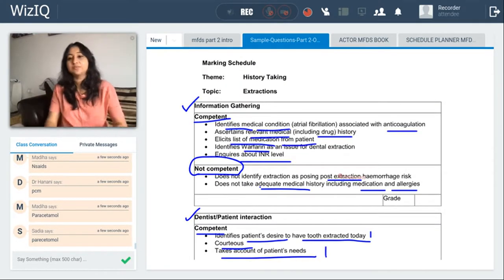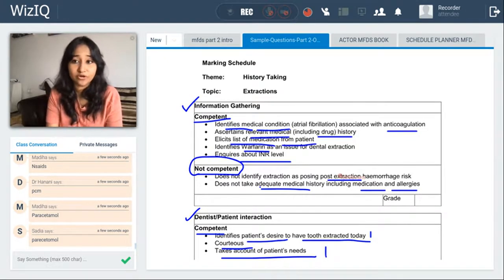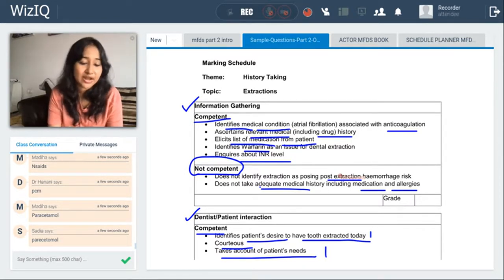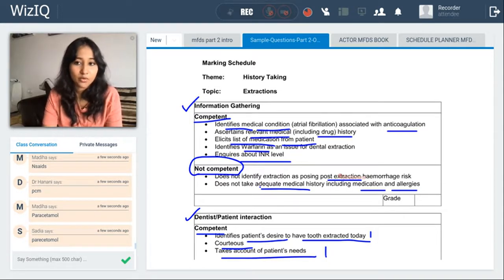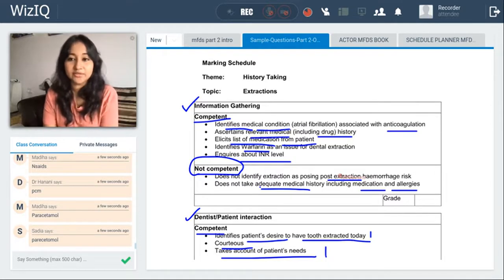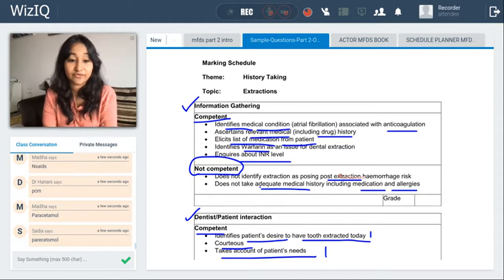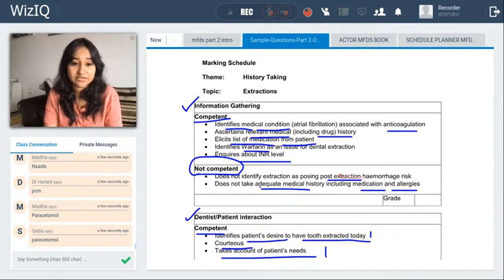This is a very, very simple OSCE. Okay, it's a history taking theme. As we discussed, there are four different types of themes, and this is the first theme. This exact question had come in the last exam. So whatever we are discussing in those 84 OSCEs that we are going to discuss, you will see that there are 70 to 80% similarities with the OSCEs that you get in the exam also.